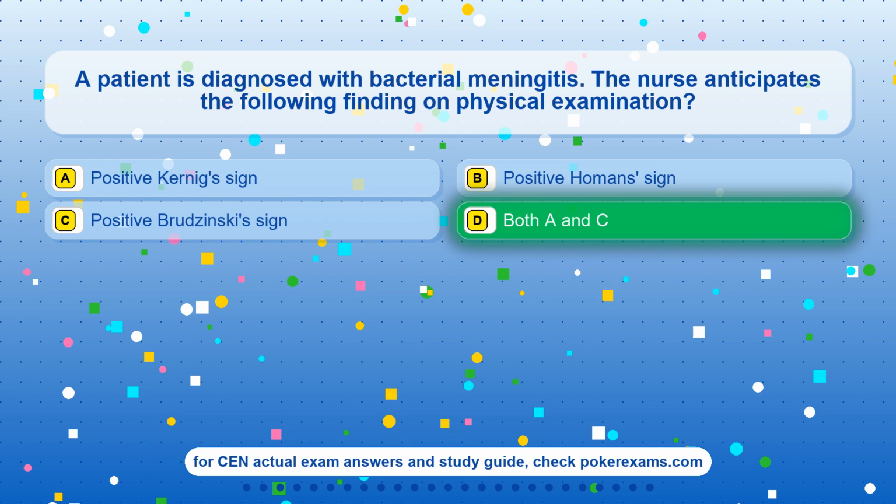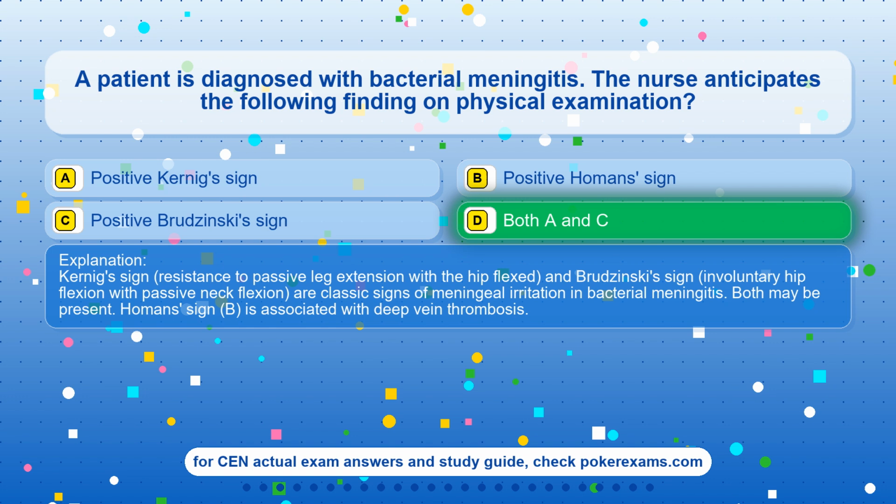The correct answer is option D, both A and C. Kernig's sign, resistance to passive leg extension with the hip flexed, and Brzezinski's sign, involuntary hip flexion with passive neck flexion, are classic signs of meningeal irritation in bacterial meningitis. Both may be present. Hohmann's sign, B, is associated with deep vein thrombosis.